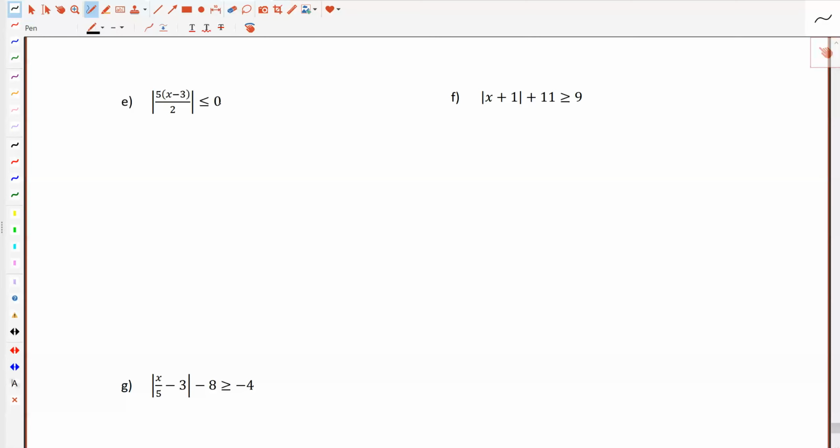The absolute value of, in the numerator, 5 parentheses x minus 3, close parentheses, all over 2, then close the absolute value, is less than or equal to 0. Okay, so for this one, what's going on on this side is a 0, and again, notice that the absolute value is already isolated. If it wasn't already isolated, I would have to isolate it first before I start thinking about all of this. But because it's isolated and I'm seeing a 0 on this side, again, we need to slow down and really think about what's going on here.